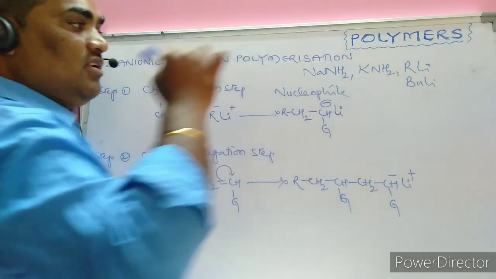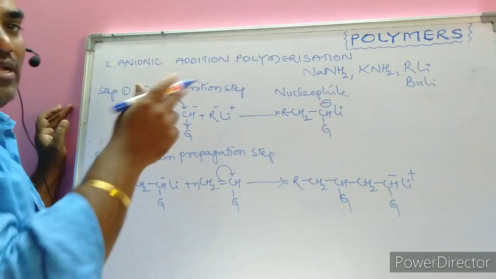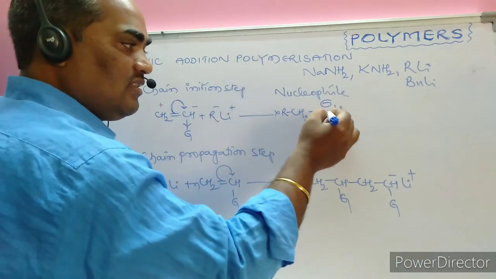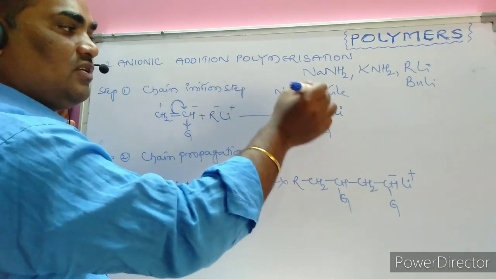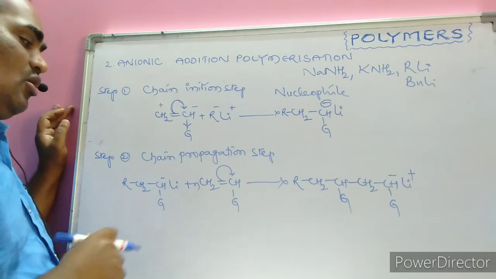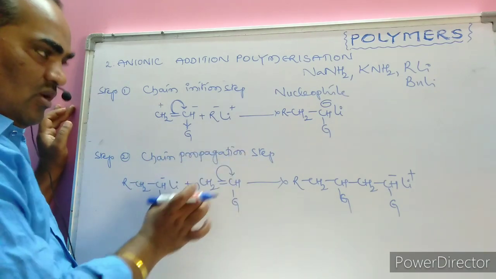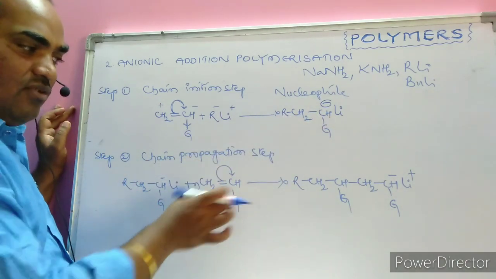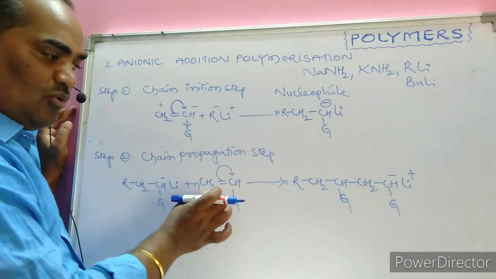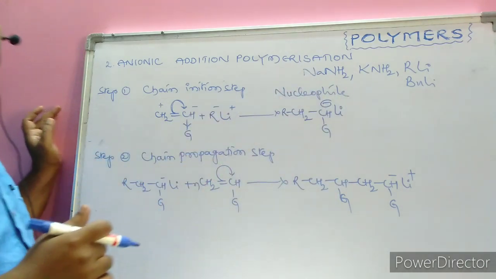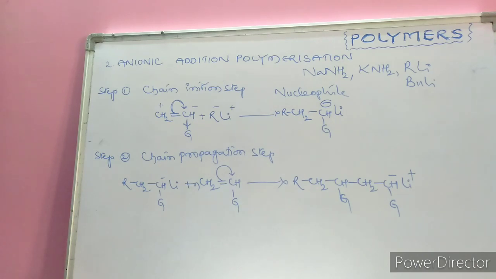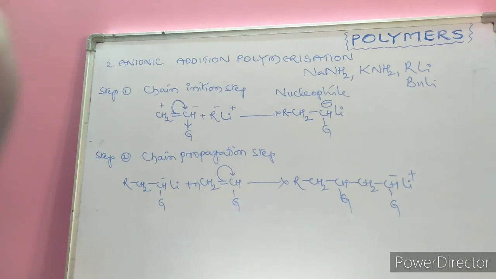Hence the intermediate in anionic addition polymerization is a nucleophile, and the carbon possessing the negative charge is what we call a carbanion, or carbon anion. In the chain propagation step, after forming this, as many monomers as are available are joined, and the chain is going to propagate until the monomers are supplied.